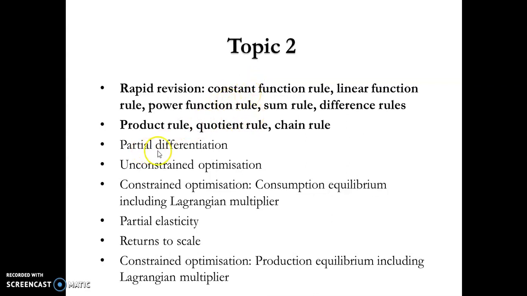Then you will continue with partial differentiation and constraint optimization. Constraint optimization that deals with both consumption equilibrium and production equilibrium. You will look at partial elasticities and returns to scale. You will also learn about the Lagrangian multiplier and how it can be used to solve consumption and production problems.